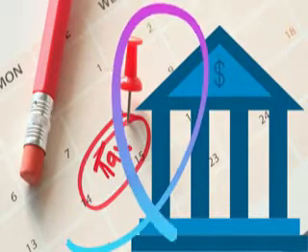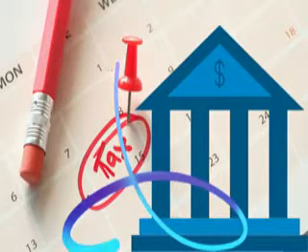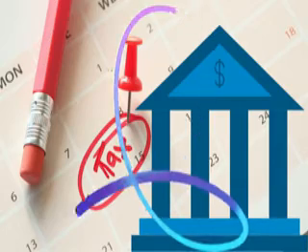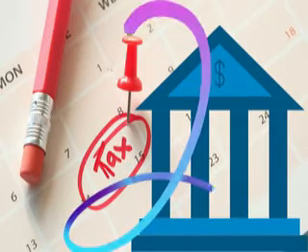Fourth is the perquisite tax. These are taxes that are levied on different benefits and perks that are provided by a company to its employees.